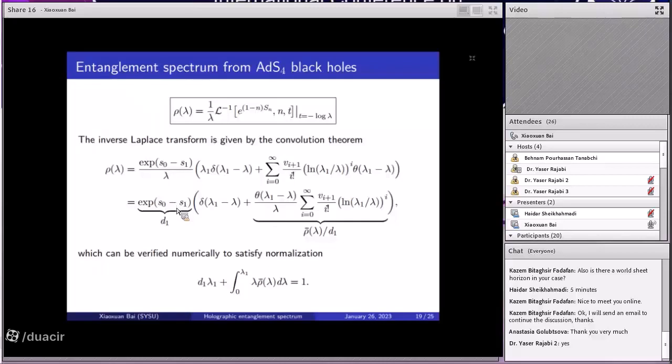Actually, this result has been derived numerically in previous work. Here we give more analytic details by writing its coefficients. Besides, the spectrum is required to satisfy such a normalization, which can be verified in our case.